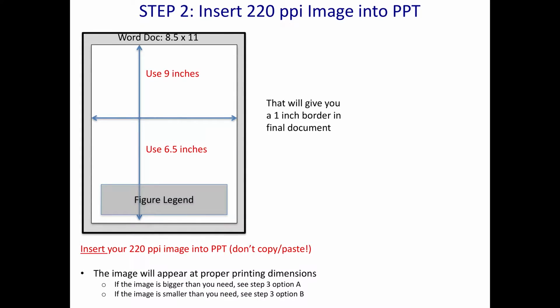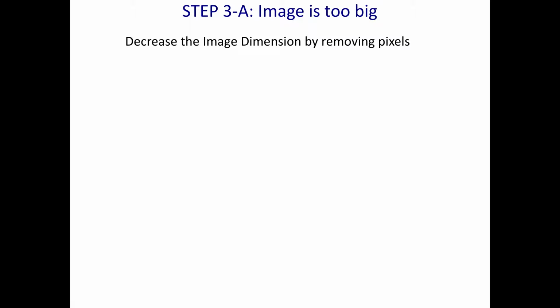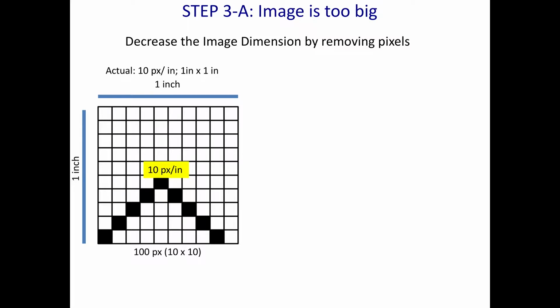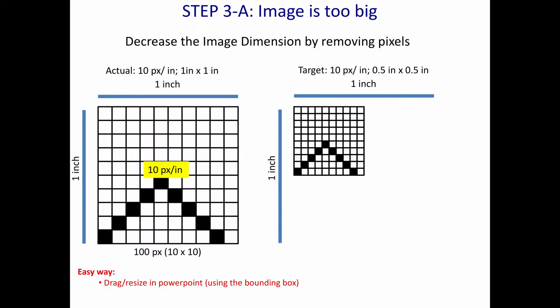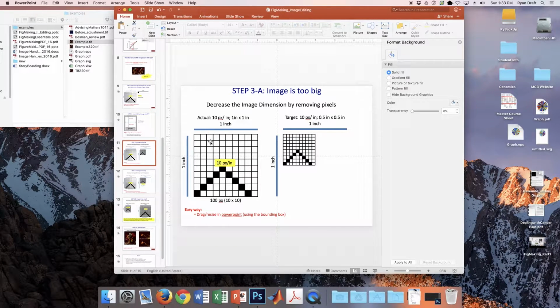So let's first talk about what happens when the image is bigger than what you need. In that case, all we have to do is decrease the image dimensions and reduce the pixels after we decrease the dimensions. So again, let's take our toy example where we have a 10 by 10 block of pixels at 10 pixels per inch, which means the image dimensions are 1 inch by 1 inch. But let's say we only need our image to be a half inch by half inch. We're going to keep the same resolution. We're just going to make the image dimensions smaller. What we can do in PowerPoint is use the bounding box, use the handles to drag it to make it smaller, right?